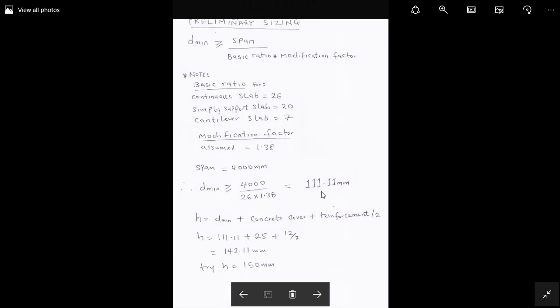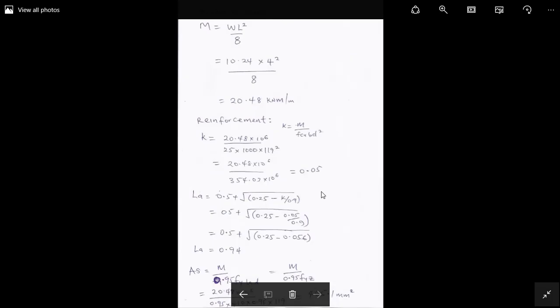If you have something bigger than 150, the next one we consider is 175. So we've sized our slab and we have 150. After that, we can now do our moment. Like what I said earlier, you can either do your moments manually or with computer. Either one is okay.